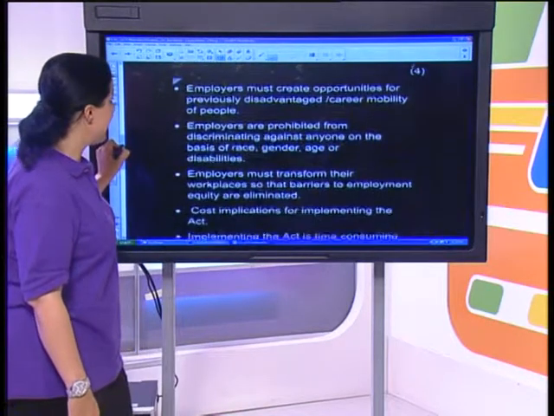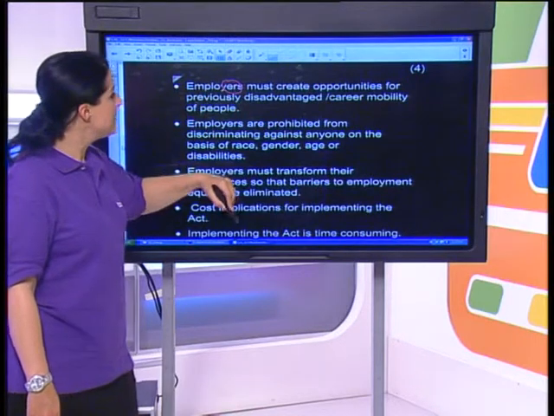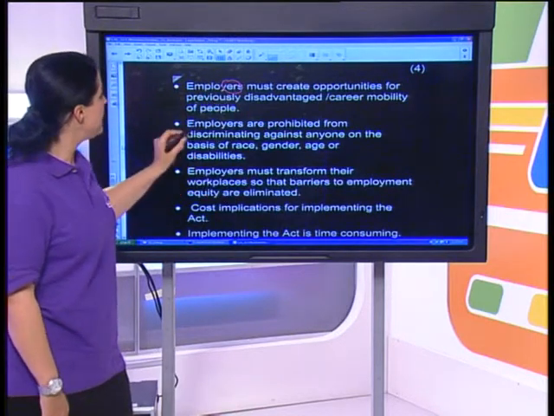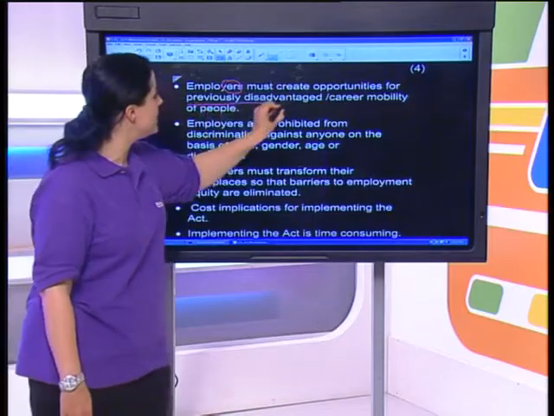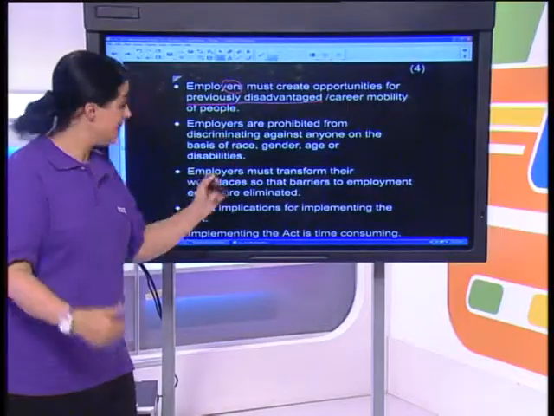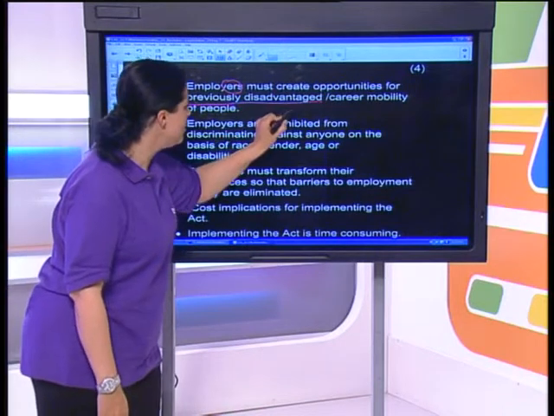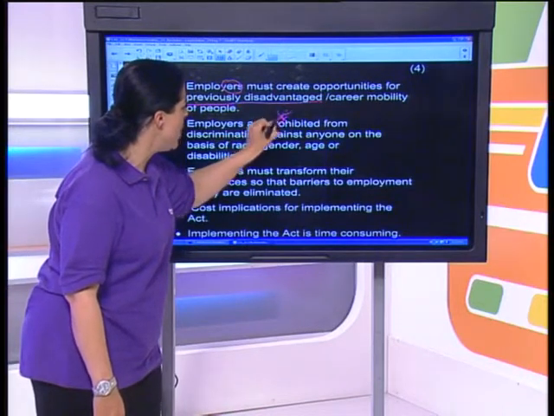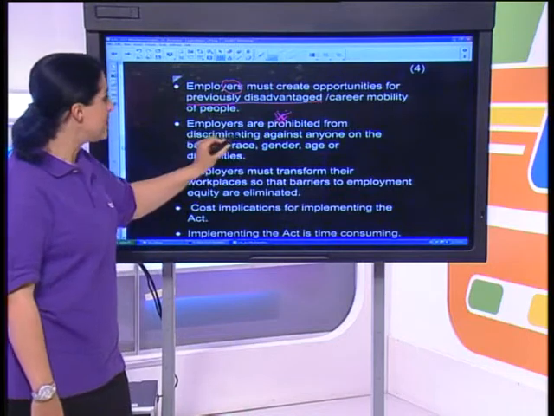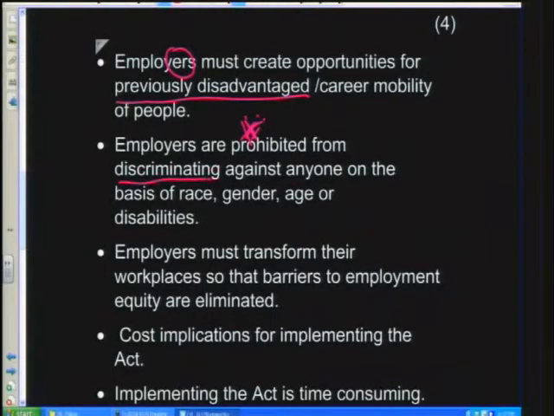Let's see what I gave you guys here. Employers, that's the boss, must create opportunities for previously disadvantaged people. We have to. This is what the Act expects of us, the company. Employers are prohibited. You're not allowed to. Prohibited means no, no, no, no, no. From discriminating against anyone on the basis of race, gender, age, or disabilities.